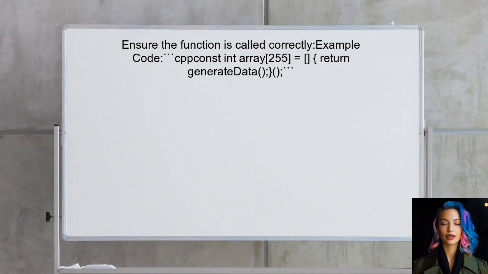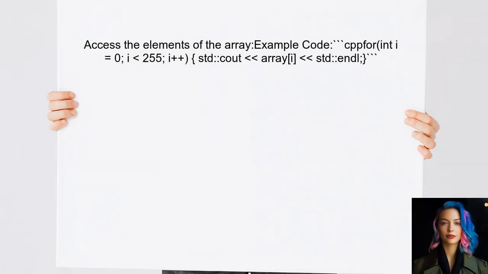Now, the user needs to ensure that the function is called in a way that allows the array to be initialized correctly. This can be done by using a helper function or a lambda expression. Finally, the user can access the elements of the array as needed in their program. Since the array is constant, its values cannot be modified after initialization.